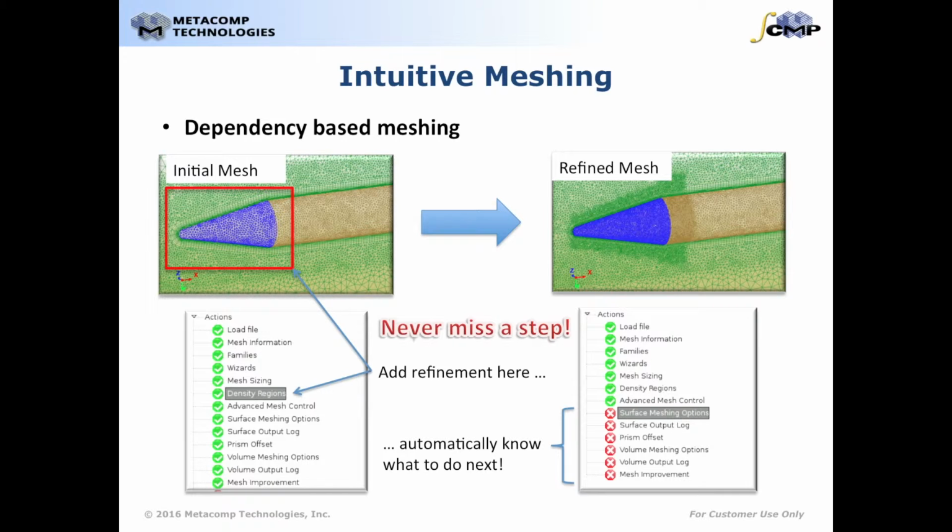The user answers some simple questions to define the density region, and then clicks OK to define the density region specifications. The thinking engine then analyzes the changes made in the density region panel and automatically takes the user to the next action item that needs to be addressed, in this case, the surface meshing options. This ensures that the users never miss a step.